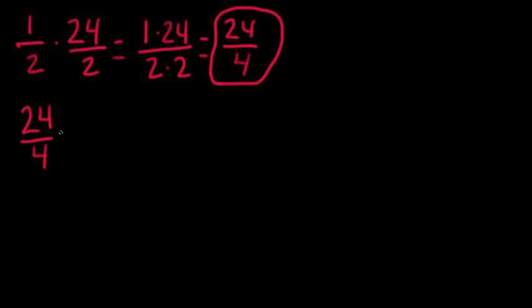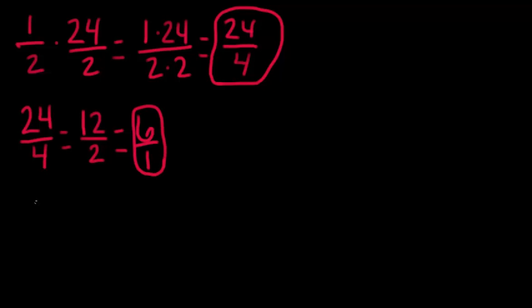So 24 divided by 2 would be 12, so that works. And 4 divided by 2 would be 2, so that works. But as we see, it's not completely simplified. So we can keep going again. Divide by 2. How many times does 2 go into 12? And the answer is 6. How many times does 2 go into 2? 1. So now we have 6 over 1.